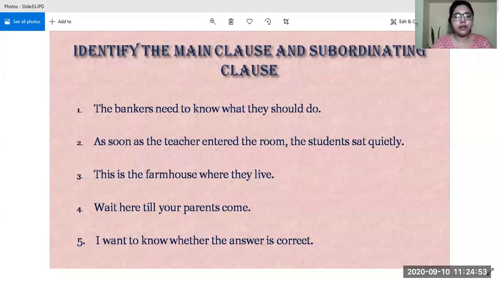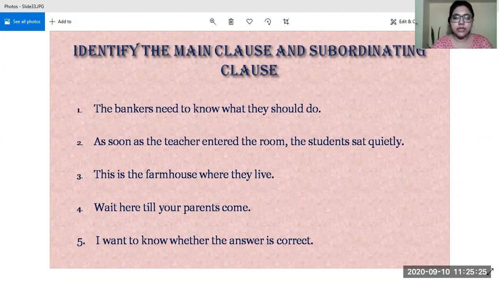Fine. But in the main clause, where is the subject? A main clause should have a subject. Where is the subject? The subject you is hidden over here. Okay, you wait here till your parents come. So you is the hidden subject. Anyway, it is correct. Your answer was correct. Wait here is the main clause and till your parents come is the subordinate clause. Very good.